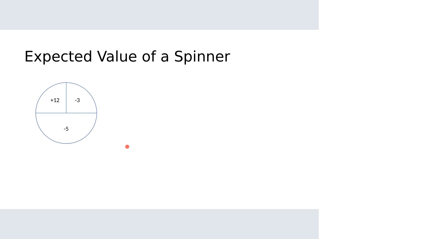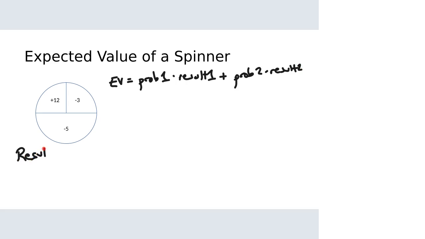Expected value, let's take a look at this spinner here. Expected value was a formula that we had where the expected value was probability of event number 1 multiplied by result number 1 plus probability of result number 2 happening multiplied by result number 2, all the way till we get to the end. When we see an expected value problem, we're going to set this up where we have our possible results and the probabilities that go with them.